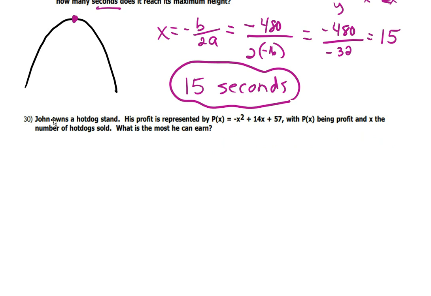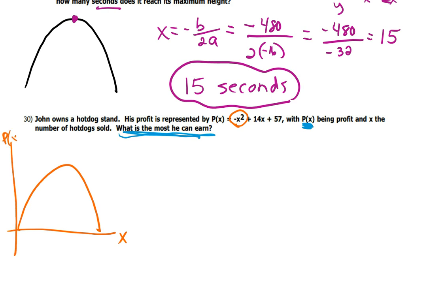And then 30, John owns a hot dog stand, and his profit is represented by P of X equals blah, blah, blah, with P of X being profit and X being the number of hot dogs sold. Now this time they ask, what is the most he can earn? So we're wanting to find the profit. And again, if you look at this, it is, let me switch colors here, orange. This is a negative x squared, so that's a parabola. And the x-axis represents how many hot dogs he can buy, and the y-axis is his profit.